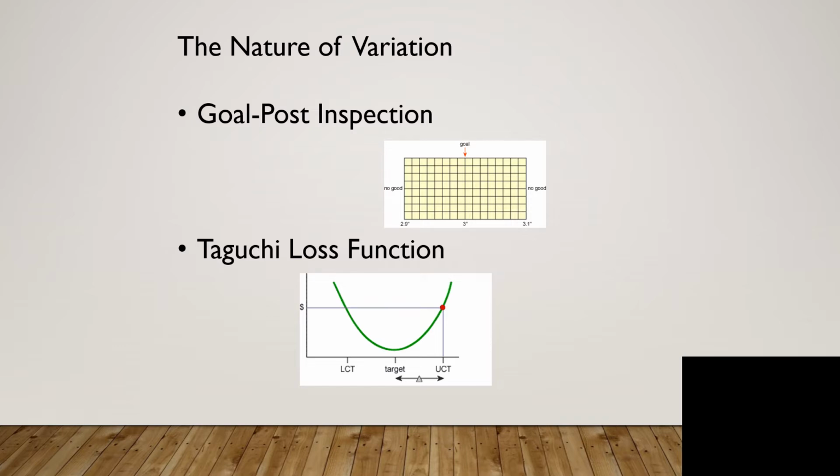Fortunately, there is. Let's look at another example that gives us a better approach than the goalpost method. It's called the Taguchi loss function. The Taguchi loss function provides an alternative to relying on the goalpost method and relying on specifications. Here's an example to illustrate how it works.